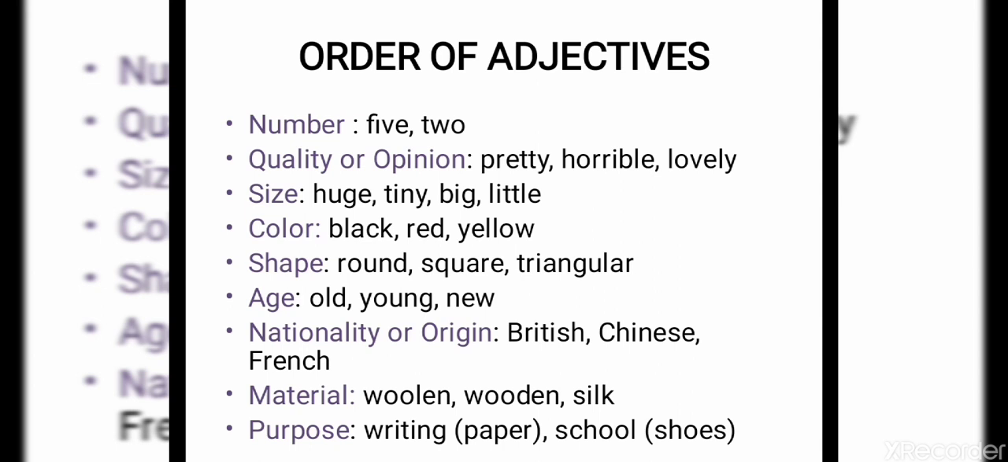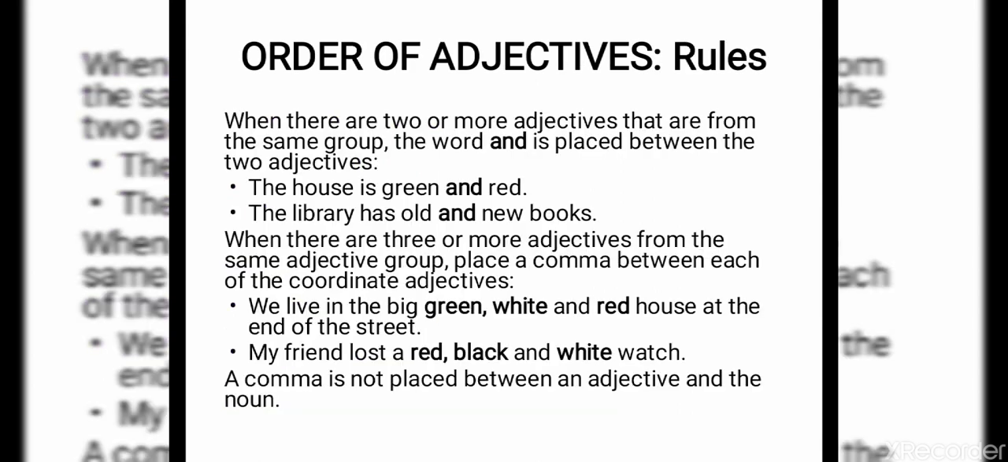First it will come a number, then quality or opinion, then the size of that noun, its color, its shape, its age, its nationality or origin, and what material it's made of, and the purpose. So this is the correct order of adjectives. When we write a lot of adjectives to describe our noun, we should keep this particular order. These are the rules to use adjectives in a correct order.